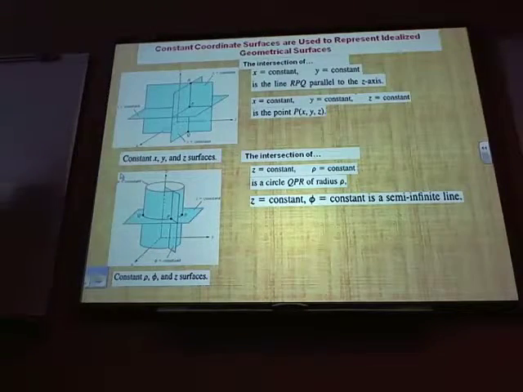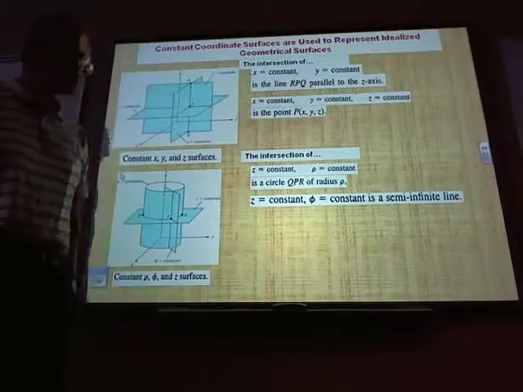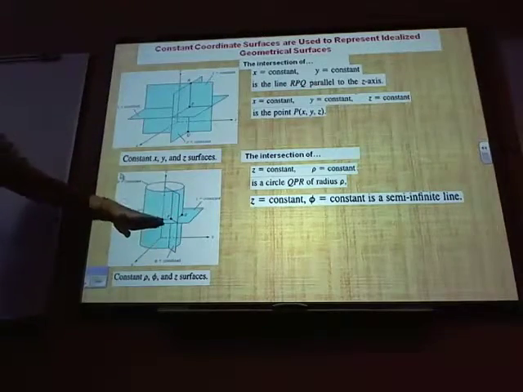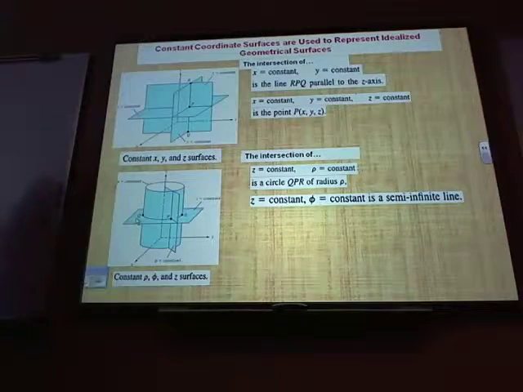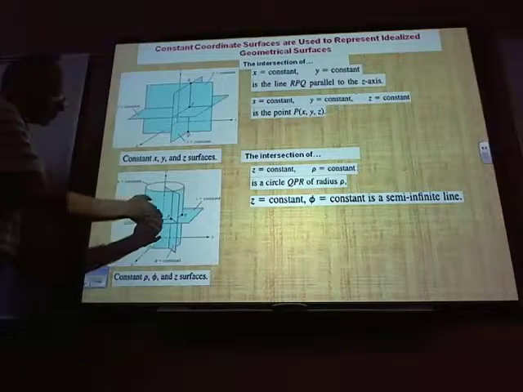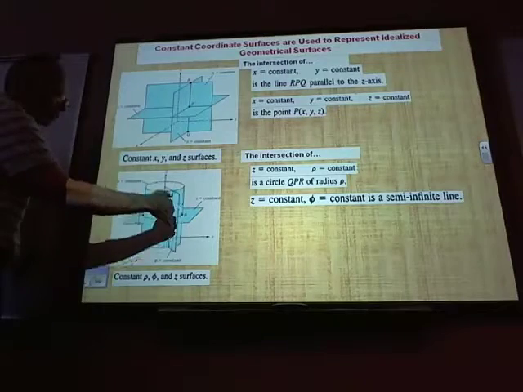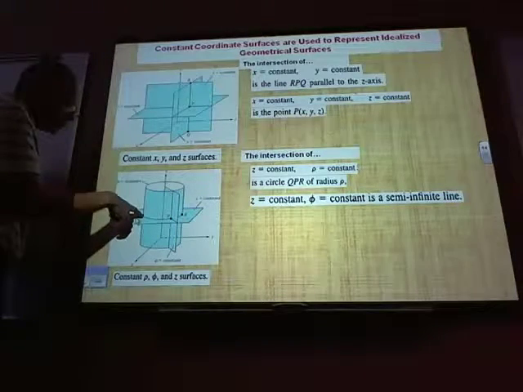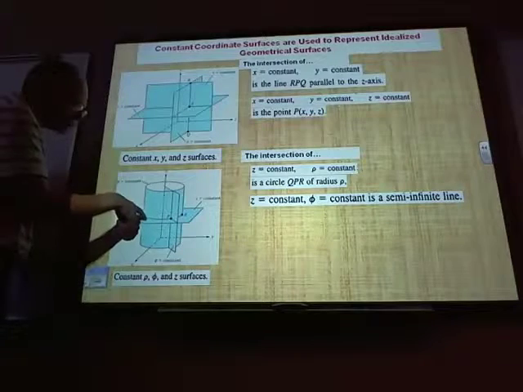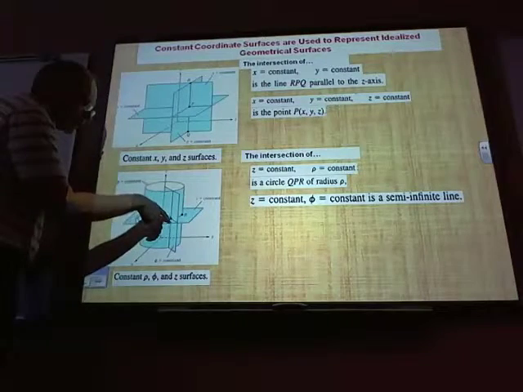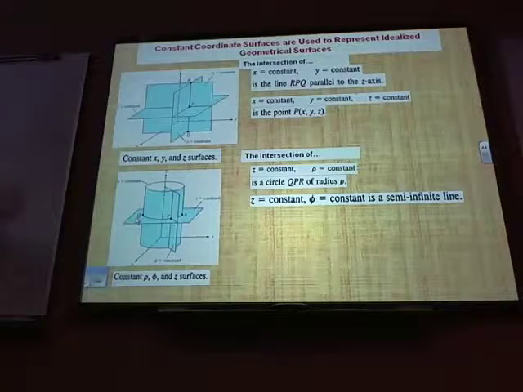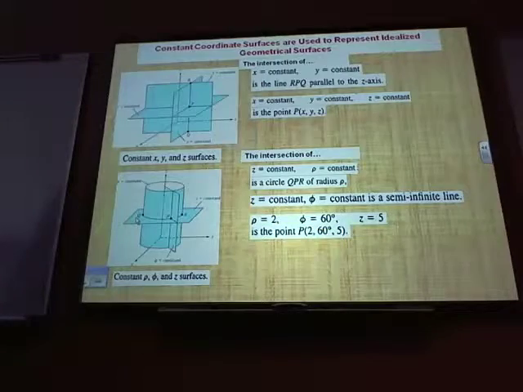If you have z equal to a constant and phi equal to a constant, then you've got a semicircle line. So z equal to a constant is this one right here, and then you've got phi equal to a constant. Phi is out here somewhere. What you would have is the intersection of those two, a circle that would start here and run up to that phi. So it's like a semicircle, and it can go anywhere. Looking at these things is not always easy.